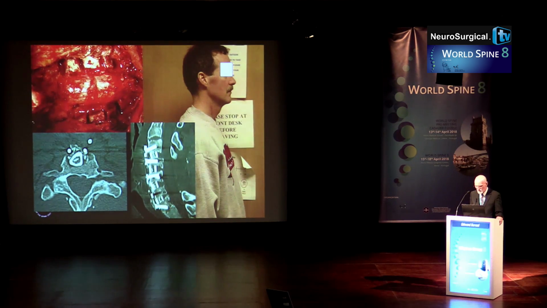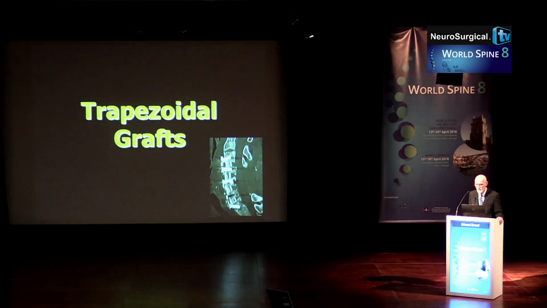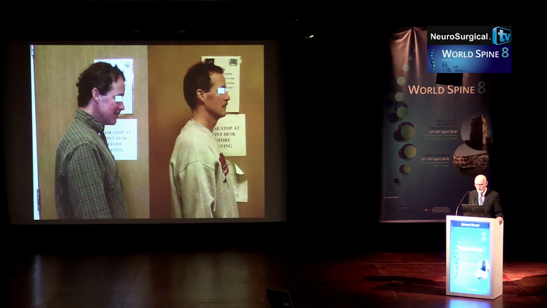I'd like to look at his neck and have the visual of what we can do if we correct deformity in severely disabled patients, those patients that are disabled by pain. And again, trapezoidal grafts are very important in this endeavor. So here he is pre-op, and not a happy camper. Here he is post-op with complete resolution of his neck pain and his back pain.